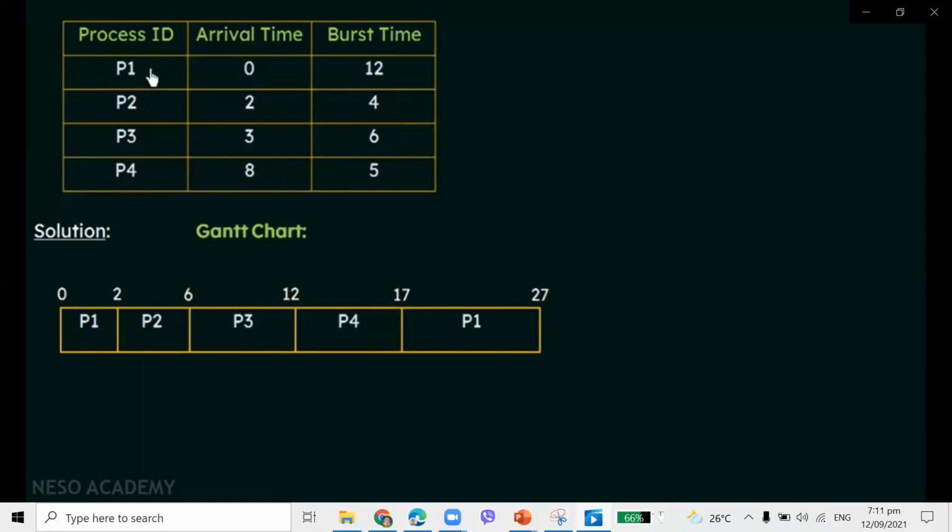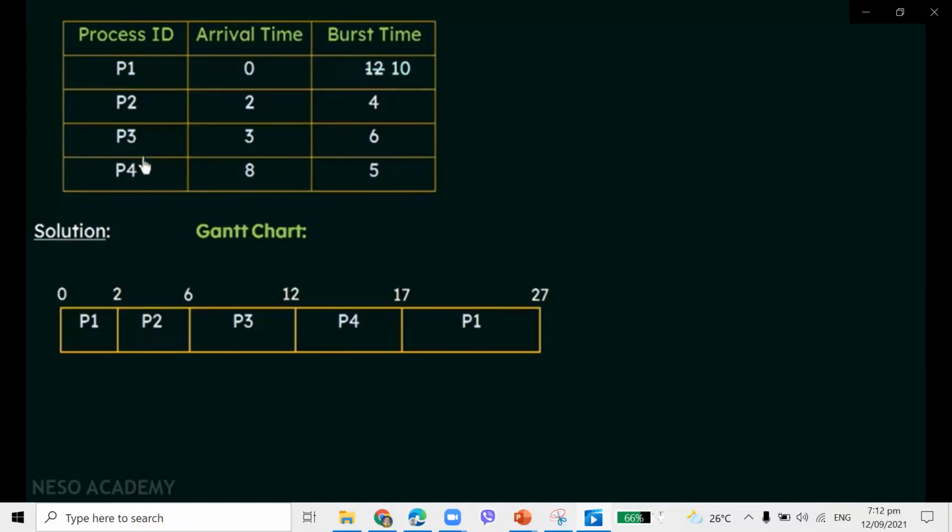We have P1, and let us see what is the burst time of P1. Is it 12? It is not 12 now, because P1 already completed 2 milliseconds of its execution. So the burst time of P1 is now 10 milliseconds. So we have P1 with burst time of 10 milliseconds, and P2 has already completed its execution, so P2 is not to be considered anymore.